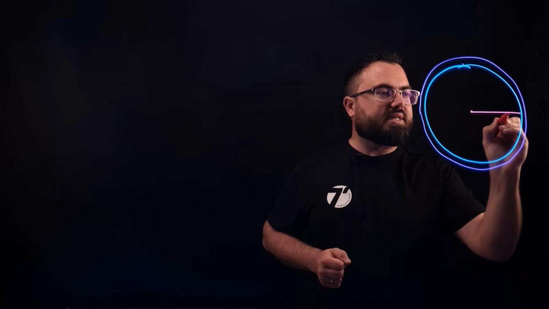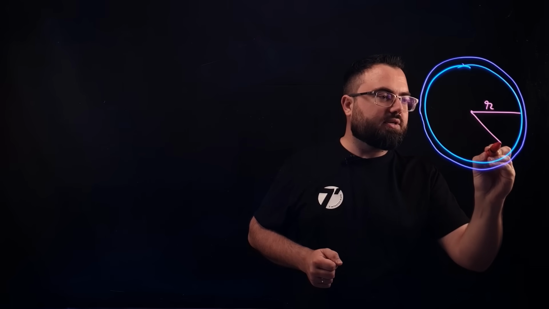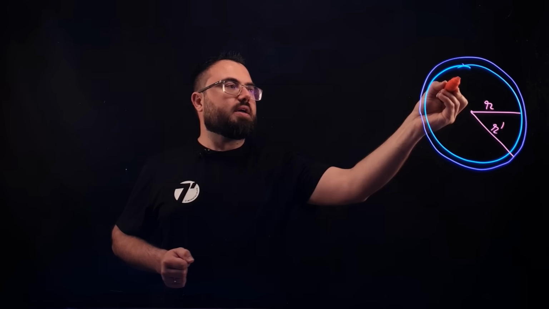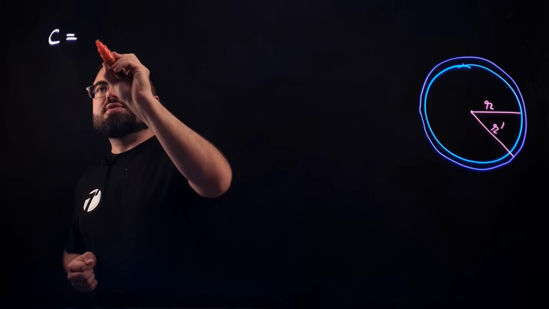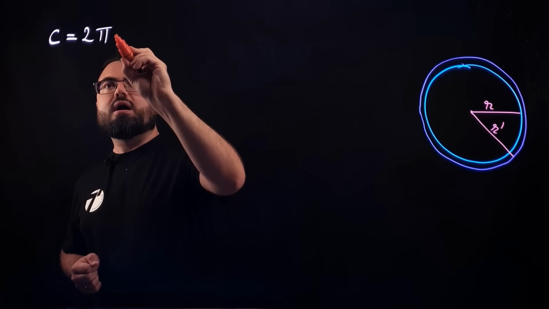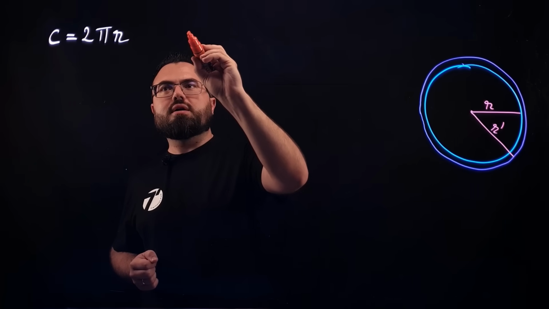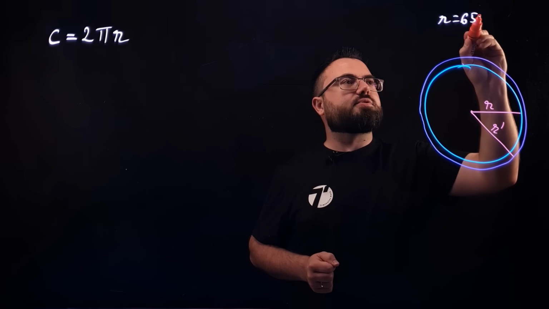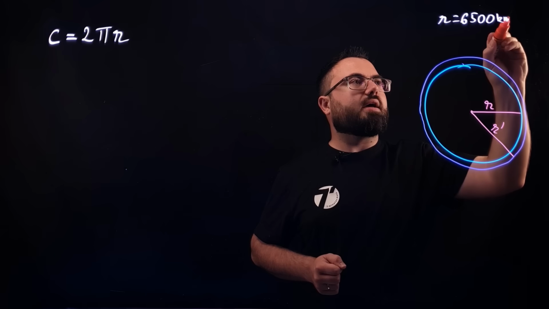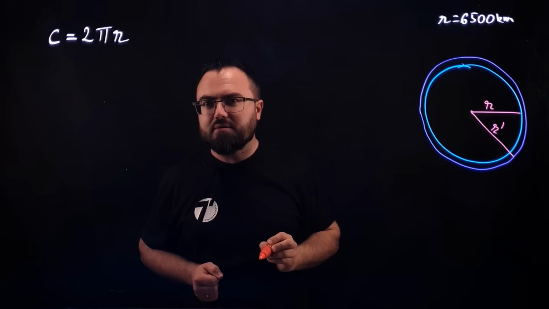If we take the radius of the Earth, we would have something like this. Let's call it R. And then we take the radius of the new rope, let's call it R prime. When we take the circumference of the Earth, we have the circumference is equal to 2 pi r. And r, that's quite important. R is equal to 6,500 kilometers. That's a quite big radius.